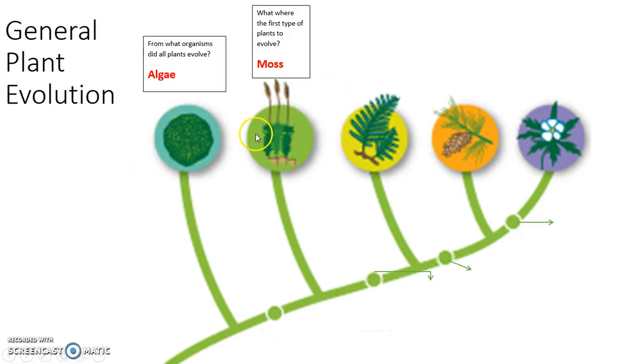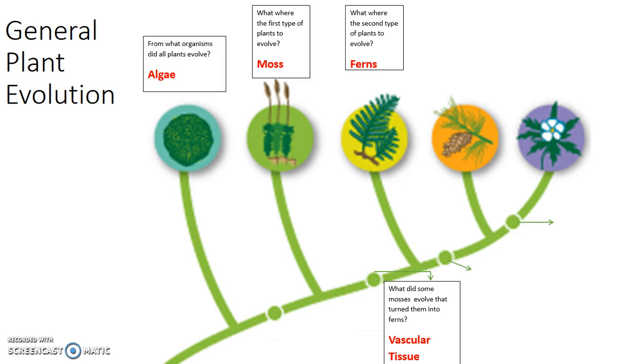Now, mosses will eventually become ferns and fern allies, but mosses have to evolve something to become fern or fern allies. So what did they evolve? They evolved vascular tissue, xylem and phloem, and that's what separated mosses from the next group of plants to evolve in time, ferns.